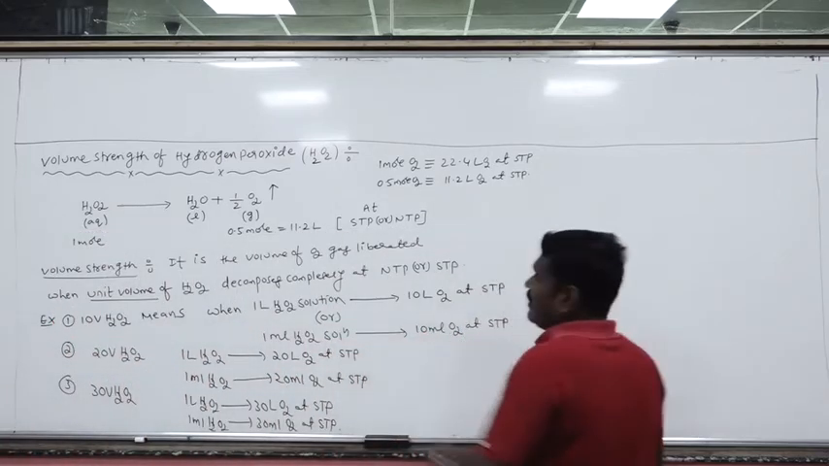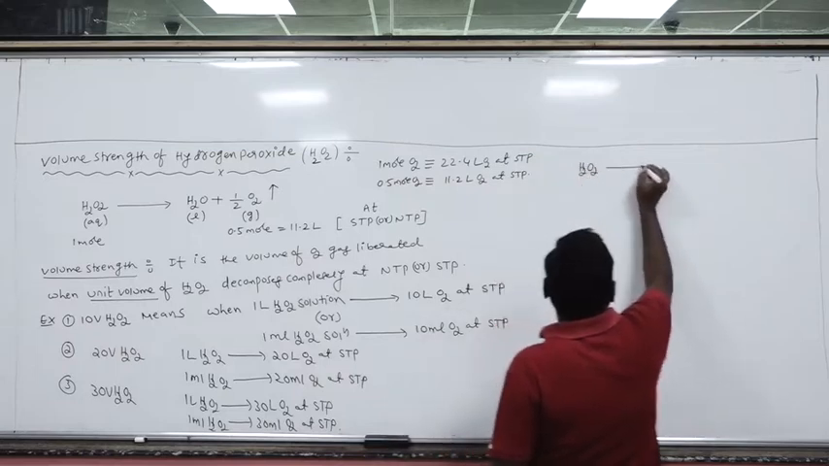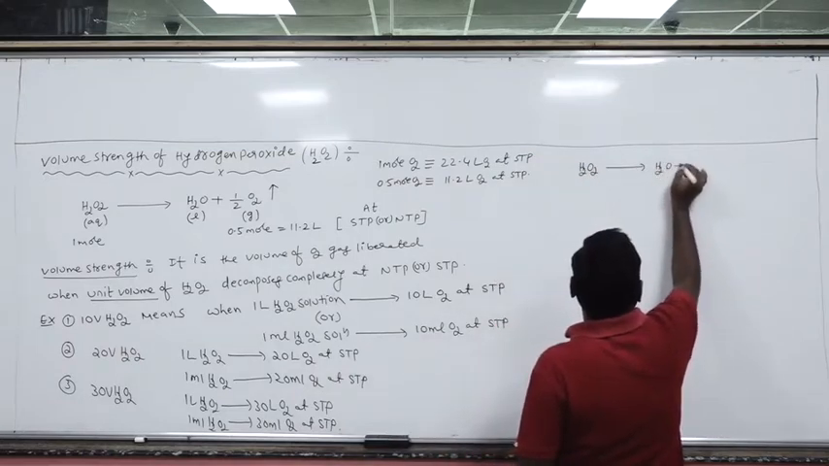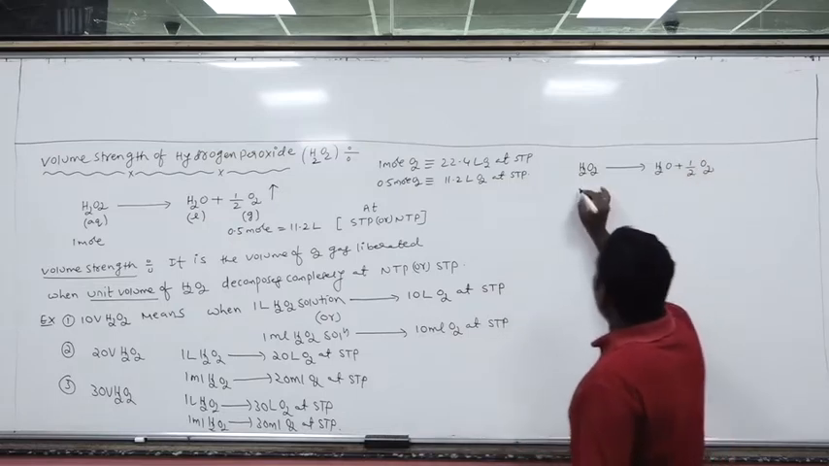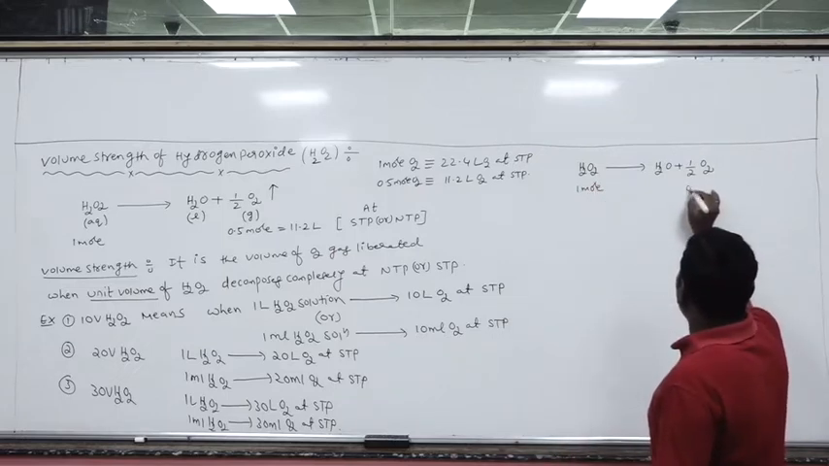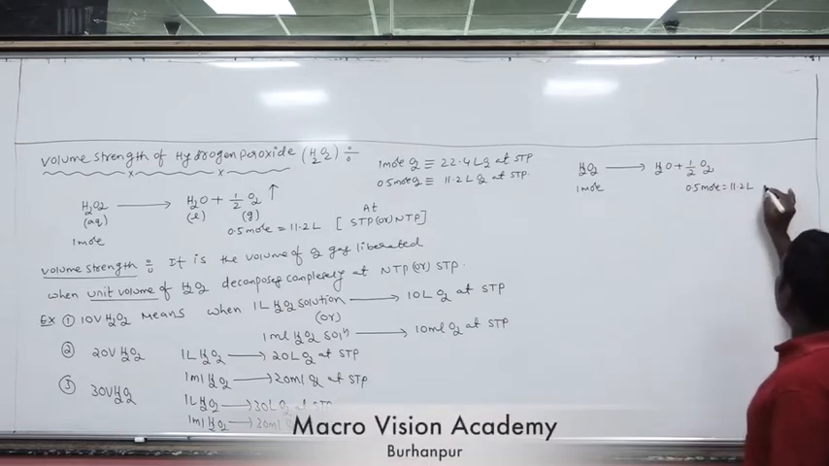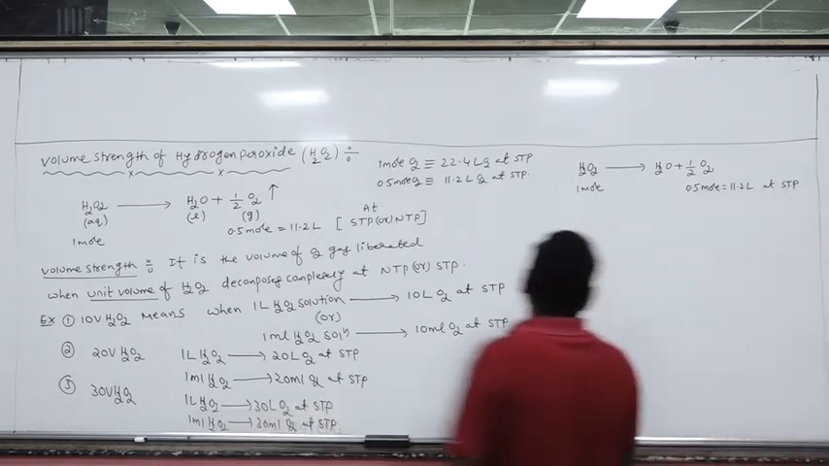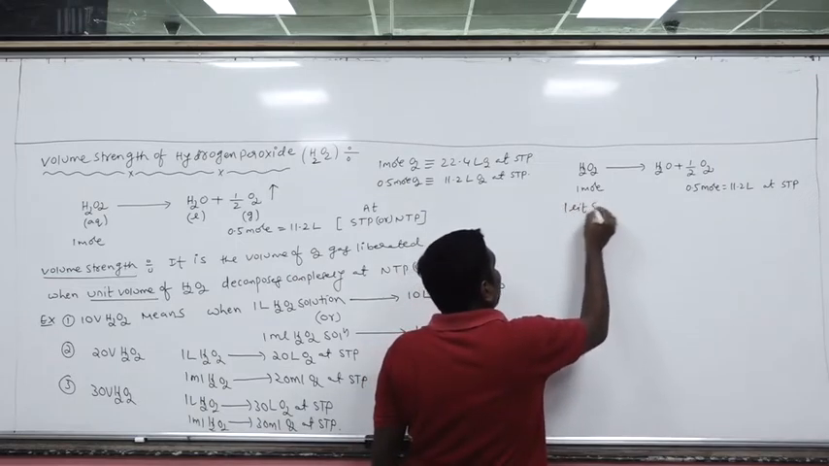Now here, once again I am writing the stoichiometry equation of the decomposition of hydrogen peroxide. Let's suppose I am taking 1 mole of hydrogen peroxide. So how many moles of oxygen gas are liberated? 0.5 moles. In terms of volume, how many liters? 11.2 liters at STP condition. Let's suppose 1 mole of a solute, I am taking 1 liter solution.